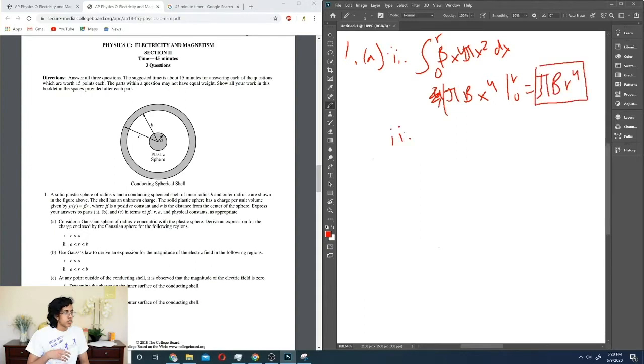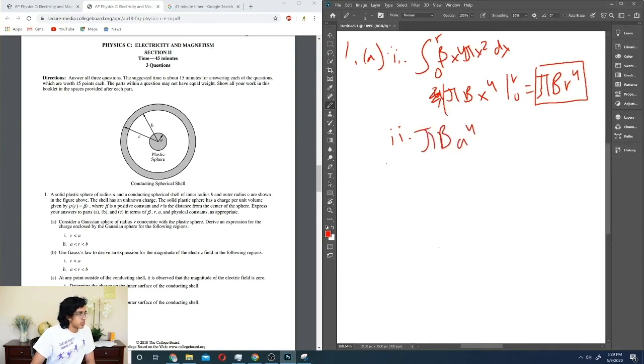Okay, now the next one should not be dependent on r, because the amount of charge within it is not changing, since you're just adding more open space. So in this case, we just have to find the total charge of the plastic sphere, which we get by plugging in a, and we basically get that our total charge is pi beta a to the 4.